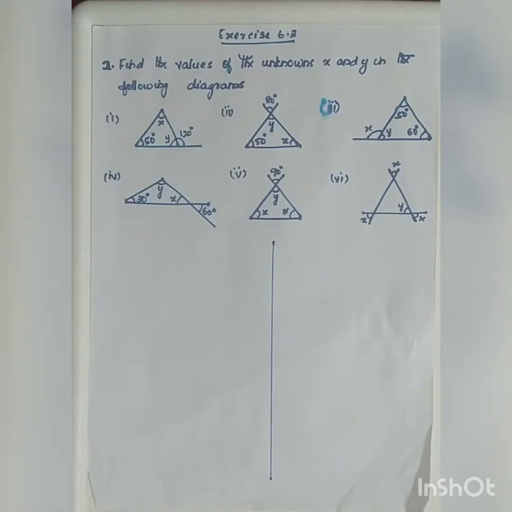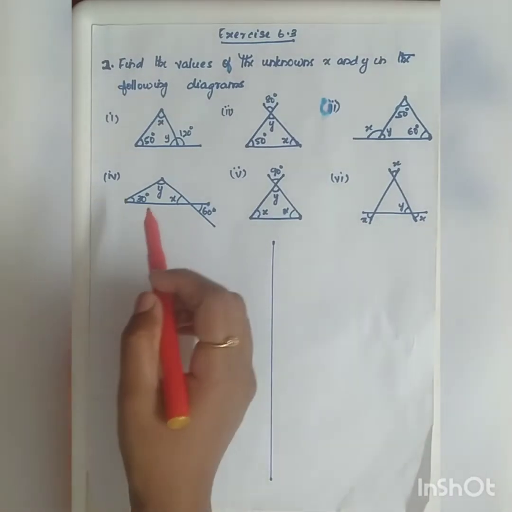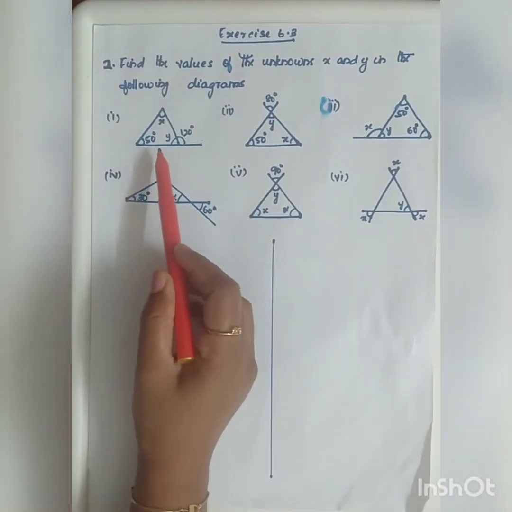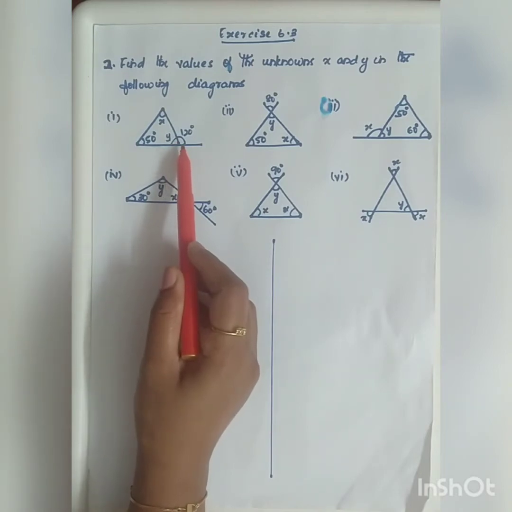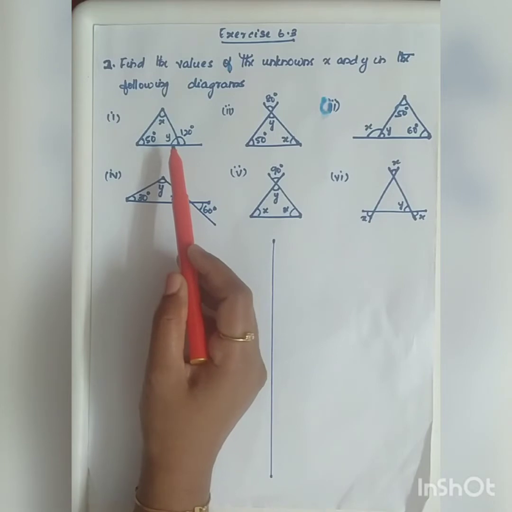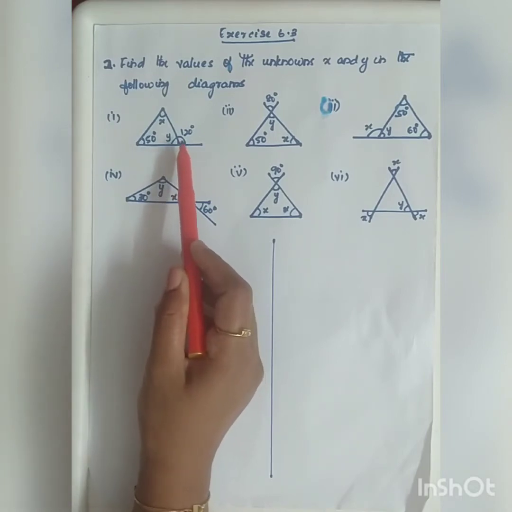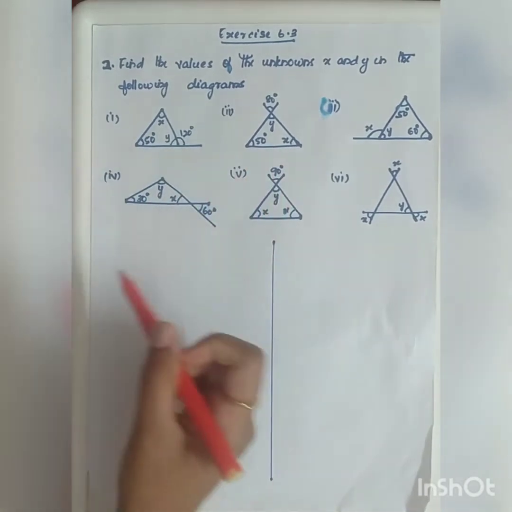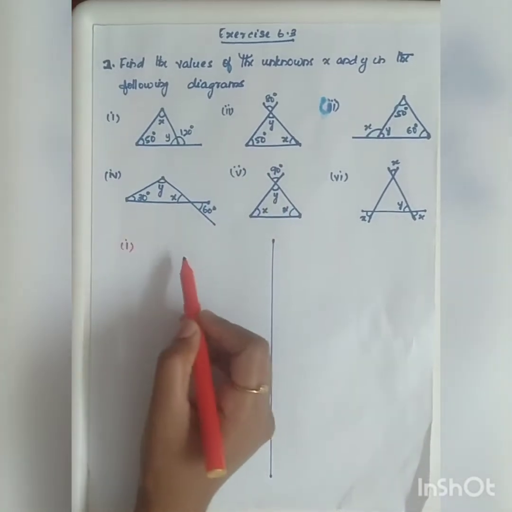So now let's see question number two of exercise 6.3. Find the values of the unknowns x and y in the following diagrams. When we take the first diagram, we can see that there is an exterior angle given and we have to find the two interior angles x and y. One of the exterior angles is given. So can we apply the exterior angle property? Yes, we can apply the exterior angle property.